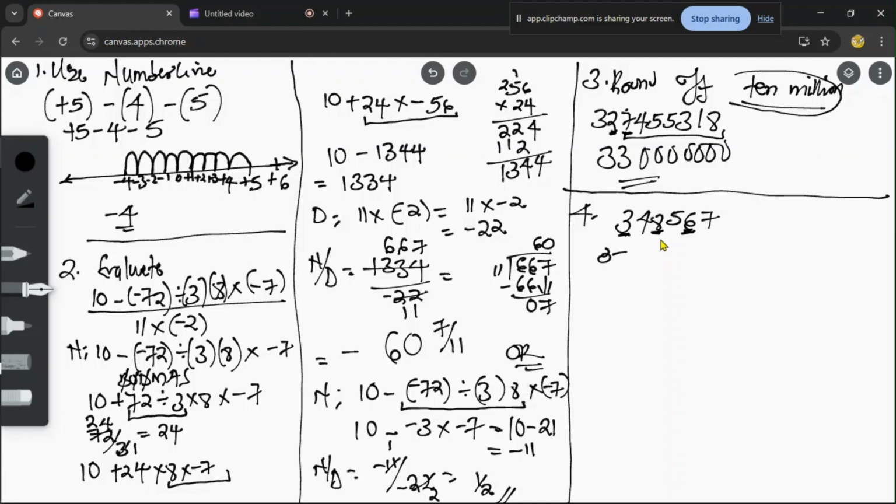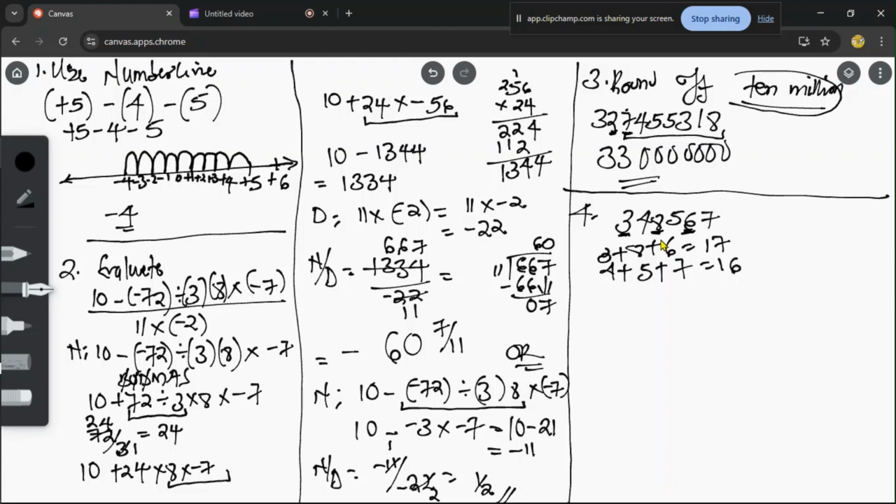So if I take 3 plus 8 plus 6, this will be 11 plus 6. That gives me 17. Then 4 plus 4 plus 5 plus 7 is 9 plus 7, so it gives me 16. So I want a number, the difference of the sum.